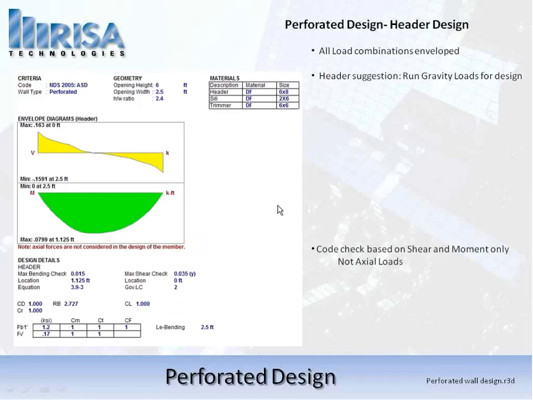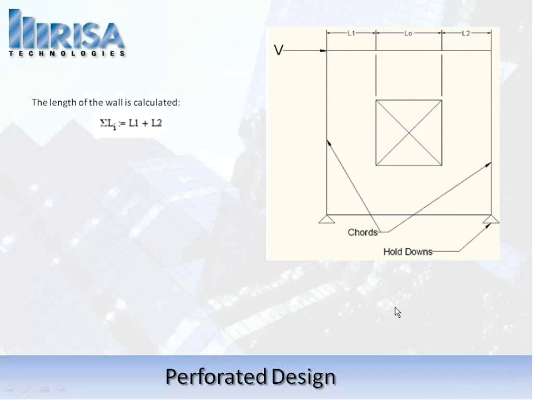But let's take a closer look at the detail reports. What we've got for perforated is a summation of the L1, L2, all of the full height regions.